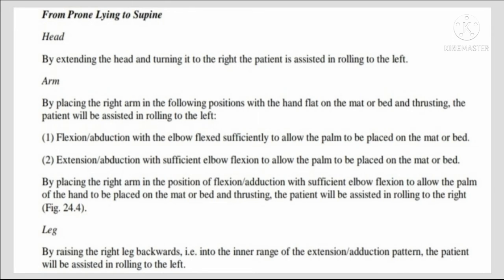Flexion abduction with elbow flexion pattern. The palm is placed on the mat. Extension abduction with elbow flexion. The palm is placed on the mat. By placing the right arm in the position of the flexion adduction with sufficient elbow flexion to allow the palm of the hand to be placed on the mat, the patient is assisted to roll right.